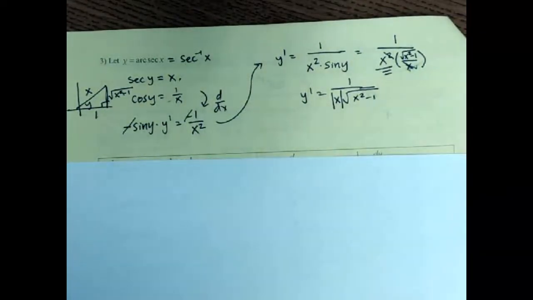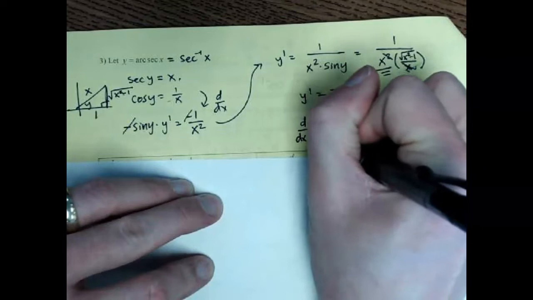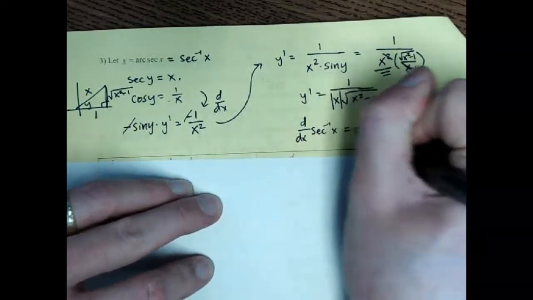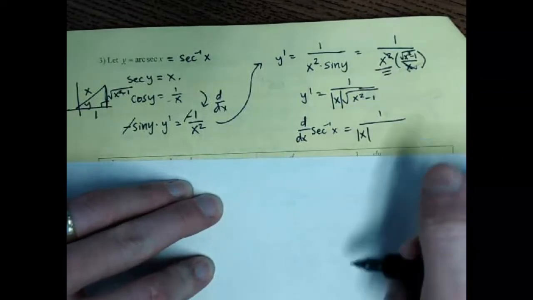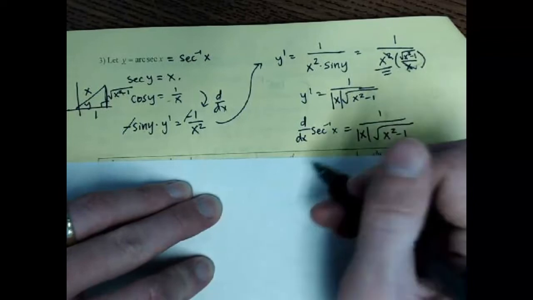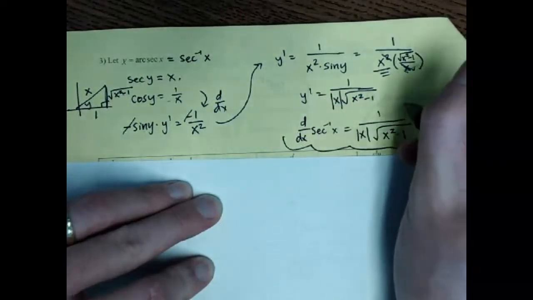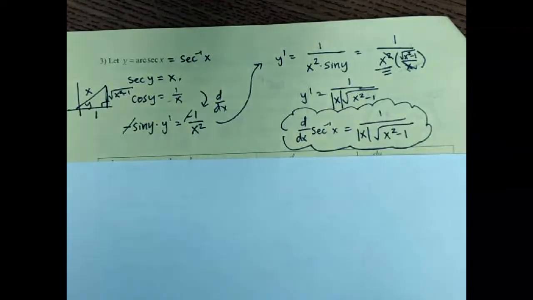All right, cool. Now there's your derivative of secant inverse. It's ugly, but your derivative of secant inverse is 1 over the absolute value of x, and then you have the square root of x squared minus 1. Not pleasant at all. Those are your three formulas for your inverse trig.